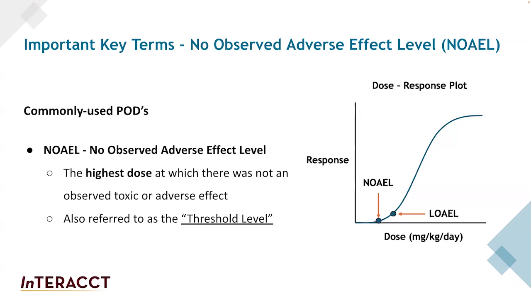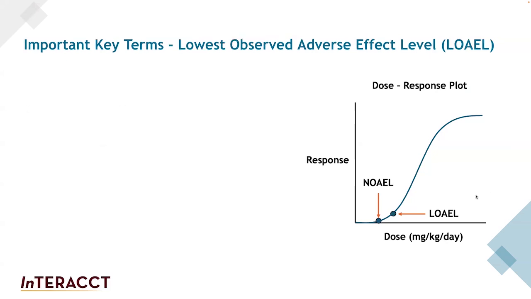Once we go beyond that, we reach the LOAEL, or lowest observed effect level, where effects begin to appear. NOAEL is often used in risk assessment to help determine safe exposure levels.